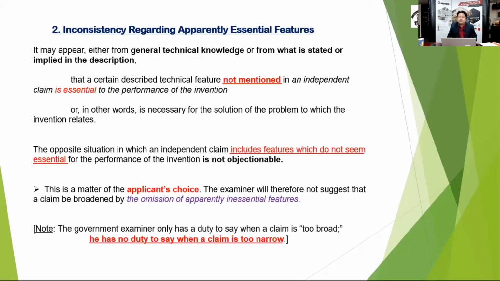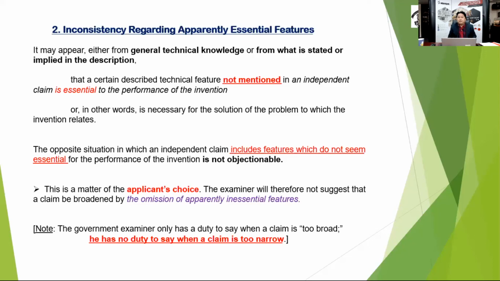Inconsistent. Okay, number 2, apparent essential features. Now, if you have written something in your description as an essential feature, and you never put it down in writing in the claims, then you have a big problem because it doesn't protect it. So what you need to do is either amend the claims or delete whatever is in the descriptions, either one.